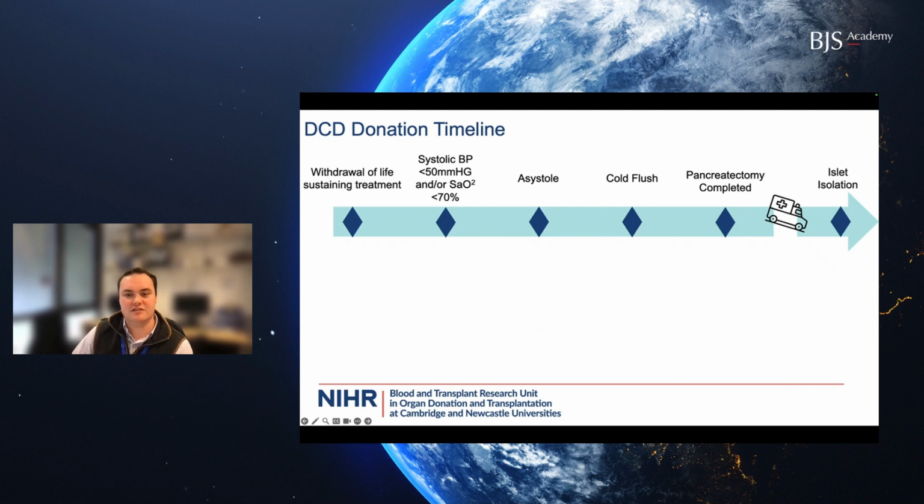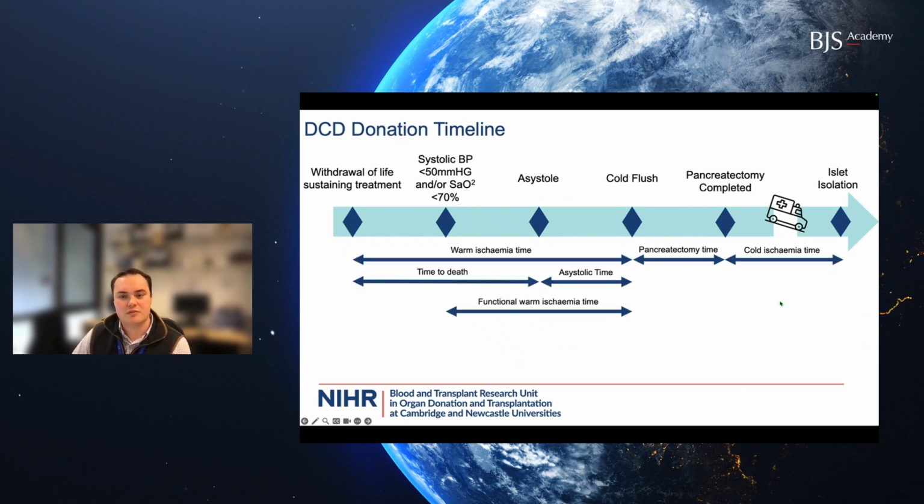The retrieval team attends the donor hospital, treatments are then withdrawn, and a timer is started. The team then awaits progression to death, where the subsequent retrieval operation starts. The organs are cooled down, removed, placed on ice, and transported to the isolation centre. Between each of these events are physiological time points that have potential to cause injury to the pancreas.